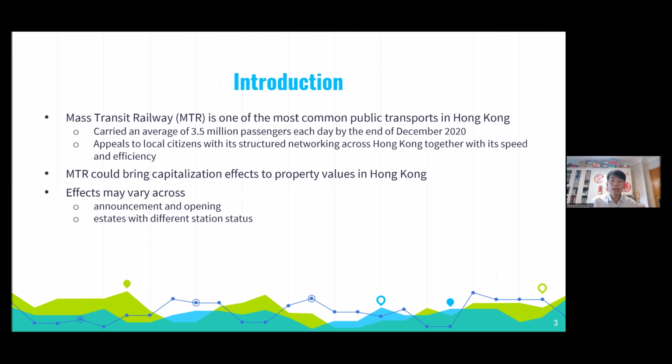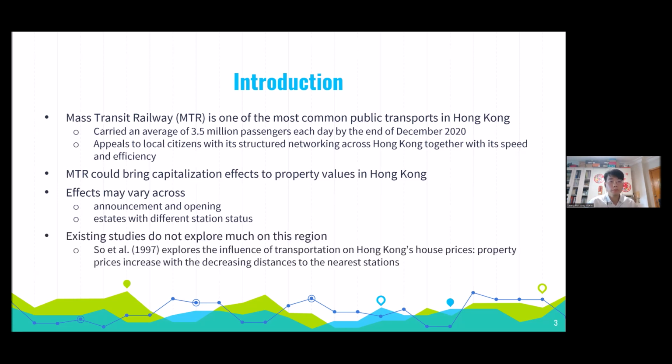For example, those estates that do not have a station and now a station is built, or the estate that already has a station but may experience a line extension. Nevertheless, I found that existing studies do not really explore too much on this region. I think the most relevant study is by Sodiel in 1997, which explored the influence of transportation on Hong Kong housing price, and they deduced that property price increased with the decreasing distance to the nearest stop. So actually, we see that there is still a lot of room to explore.